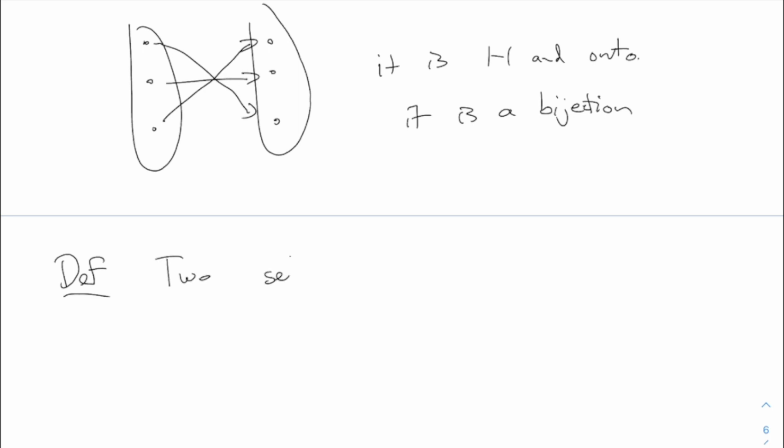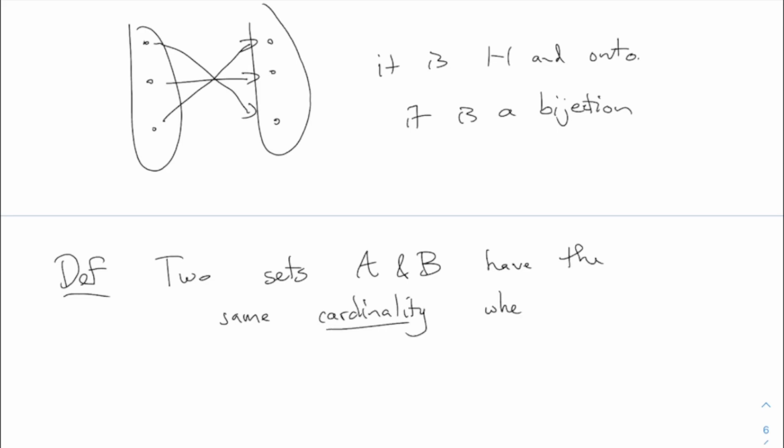Two sets, A and B, have the same cardinality when there exists a bijection f from A to B. That's what it means to say they have the same cardinality. And cardinality is a fancy word for just how many elements, all right? The cardinality sometimes is a number, sometimes is a transfinite cardinality.